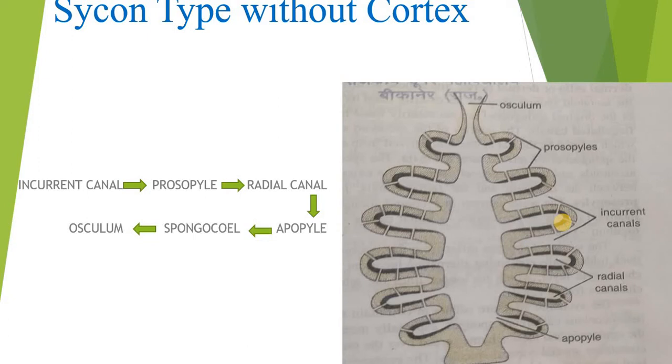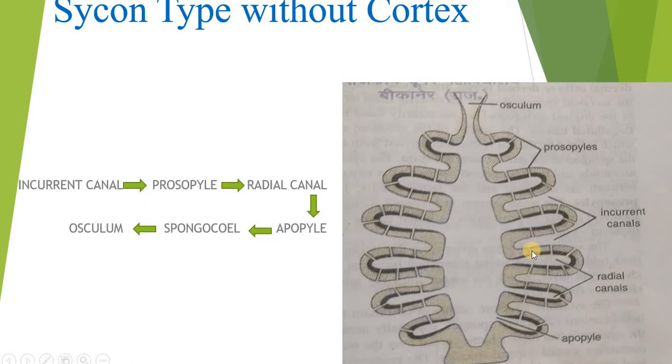Between the radial canals, there is another canal called incurrent canal. These are the incurrent canals, and in between these are the radial canals. The incurrent canals open into the radial canals by minute pores called prosopyles. These are the prosopyles.